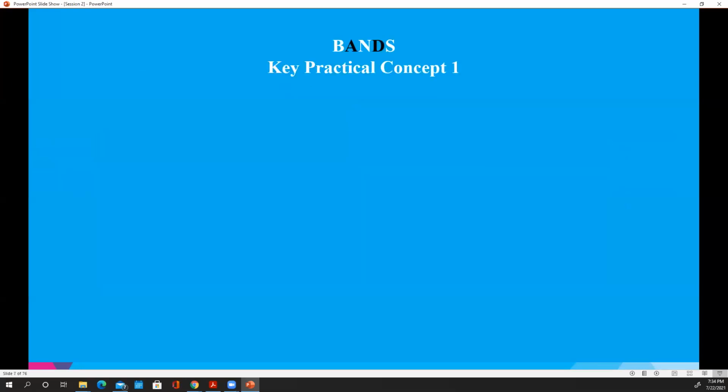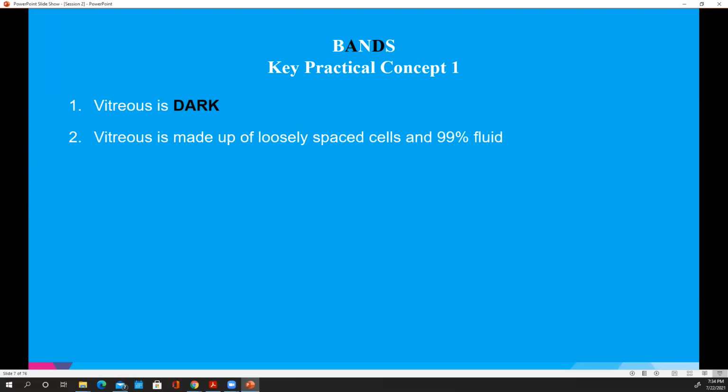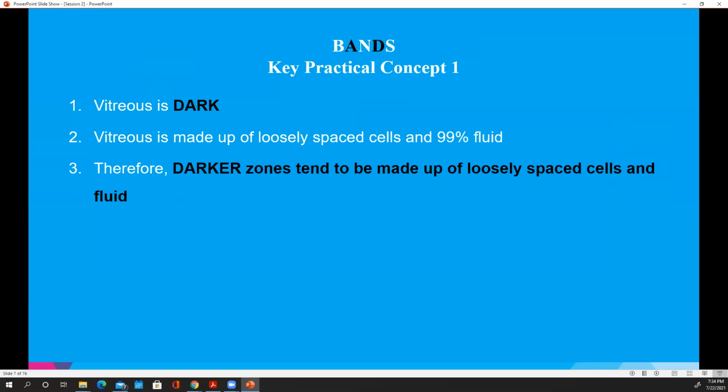Okay, so key practical concept number one, we're only focusing on the bands for this lecture. The first thing is that vitreous is dark, as I said. You also know that vitreous is made up of loosely spaced cells and 99% fluid. Because of that, anything that looks like vitreous, thus is darker, tends to be made up of loosely spaced cells and fluid. That's key concept number one.